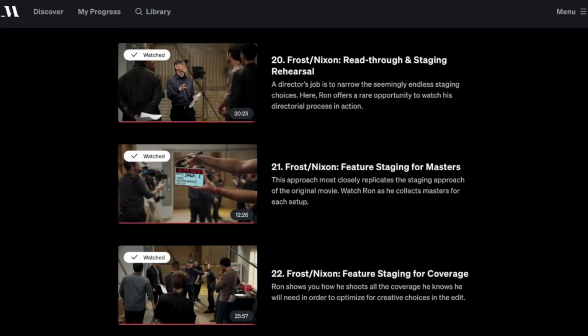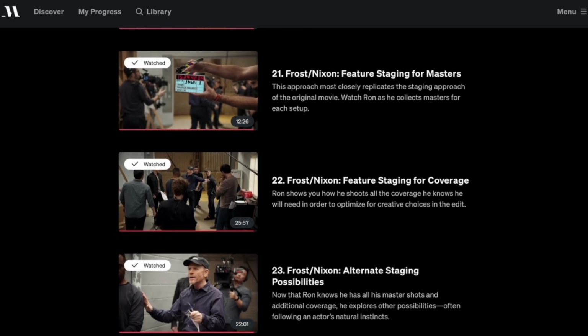So in the first episode of that series, you first have the read-through and the staging rehearsal. Yeah, as you all can see on the picture here, Ron Howard and the actors all have the script in their hand, and they talk about the roles that they're playing. Again, these are just amateur actors. They weren't the ones in the final product of the film.